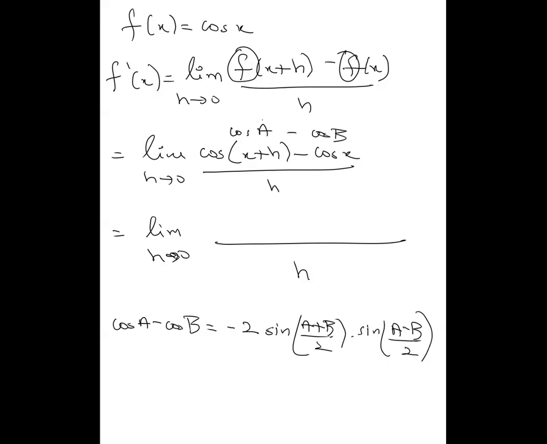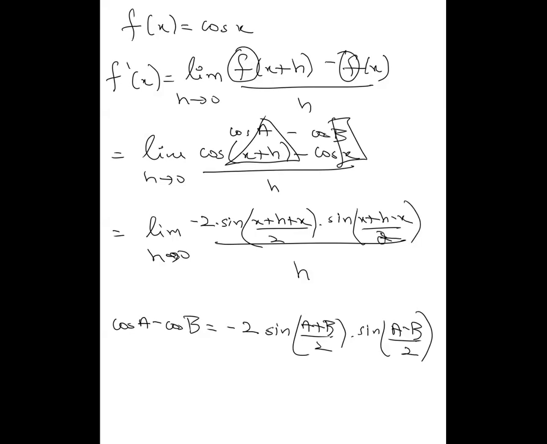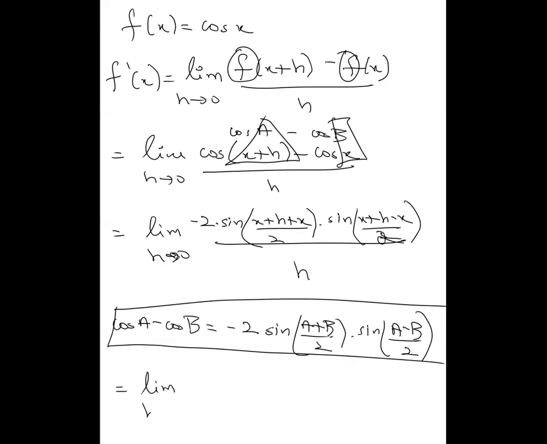In this case, the value of a was x plus h, value of b is equal to x. Be careful while substituting. So minus 2 dot sine remains as it is. Instead of writing a, you write x plus h plus x, whole thing divided by 2, dot sine, a is x plus h minus x, whole thing divided by 2. Now it's all about regular math. This is the formula which you're supposed to write to get full marks. Limit h tends to 0 remains as it is, whole thing divided by h as it is.